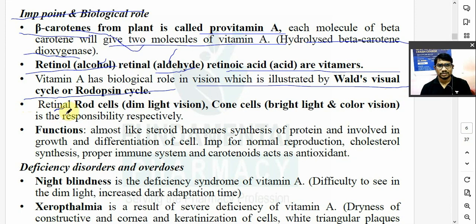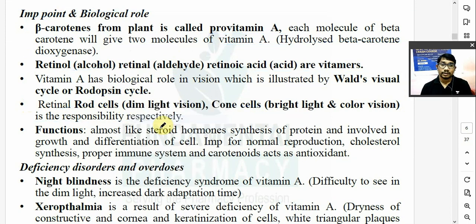Now what is the function of this vitamin A in your body? Almost, it will work like a steroid hormone. It is responsible for the synthesis of proteins and is also involved in the growth and differentiation of cells. The normal growth and normal differentiation of your cells is also regulated by vitamin A. It is very important for normal reproduction. Then again, vitamin A is responsible for cholesterol synthesis. It is also responsible for a proper immune system, and it is a carotenoid and acts as an antioxidant also. That is its whole role.